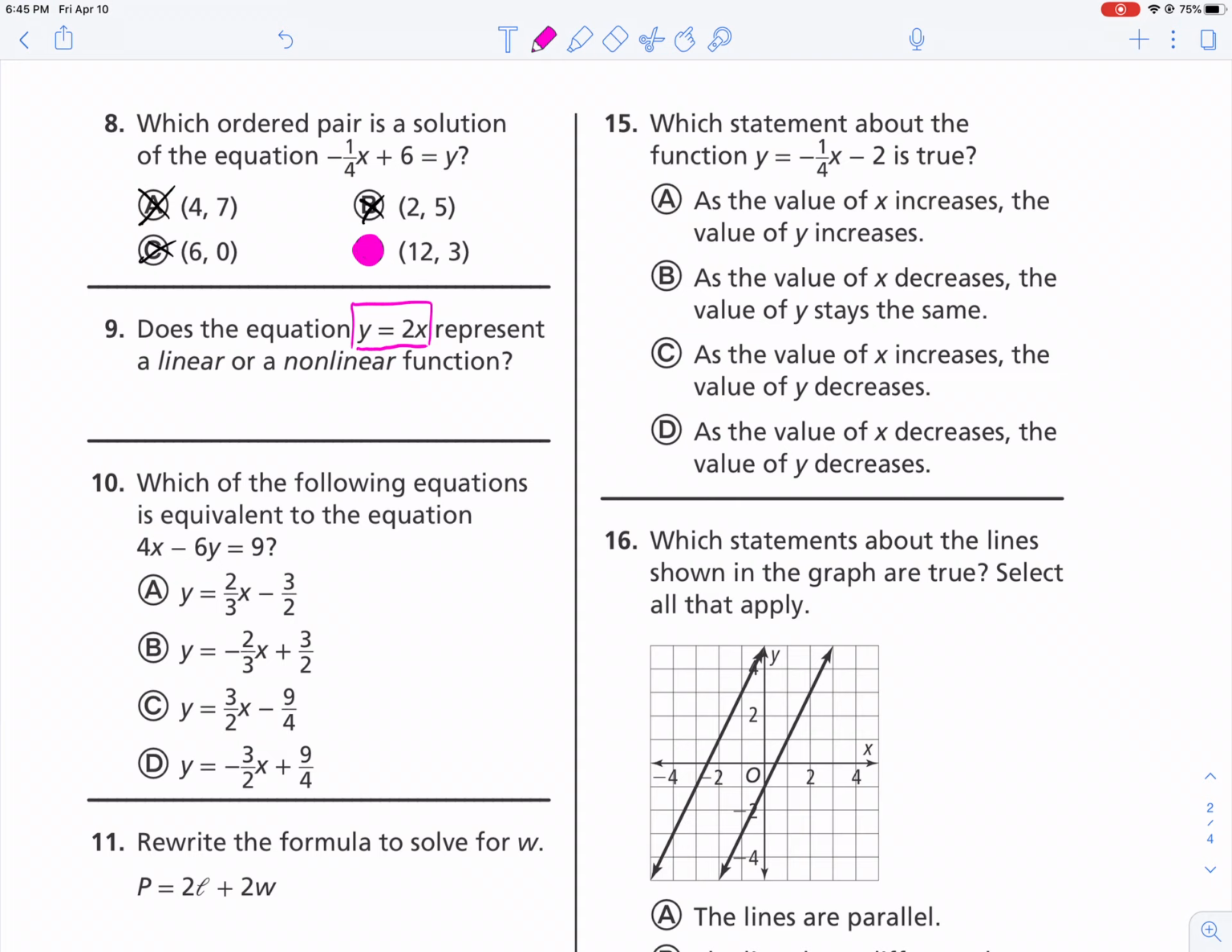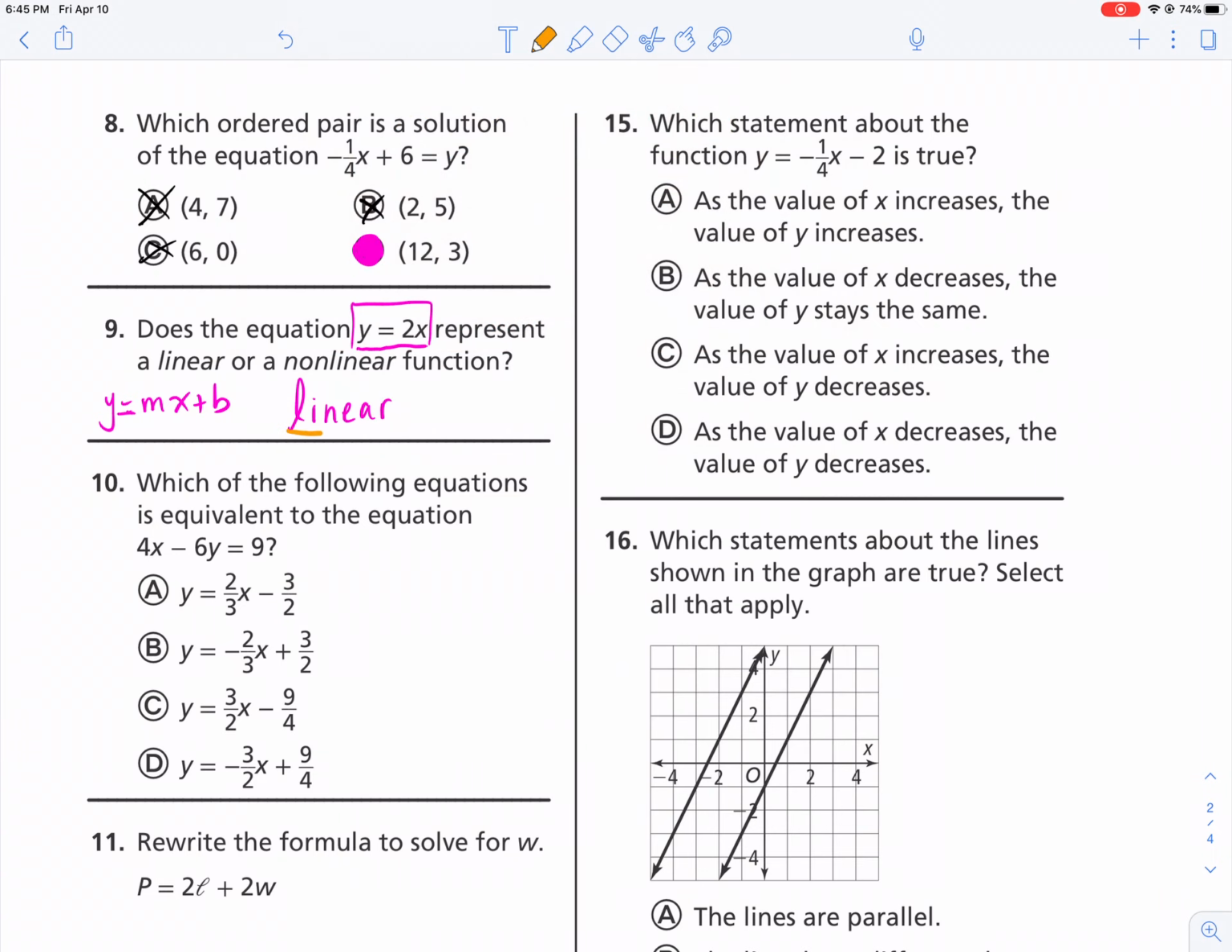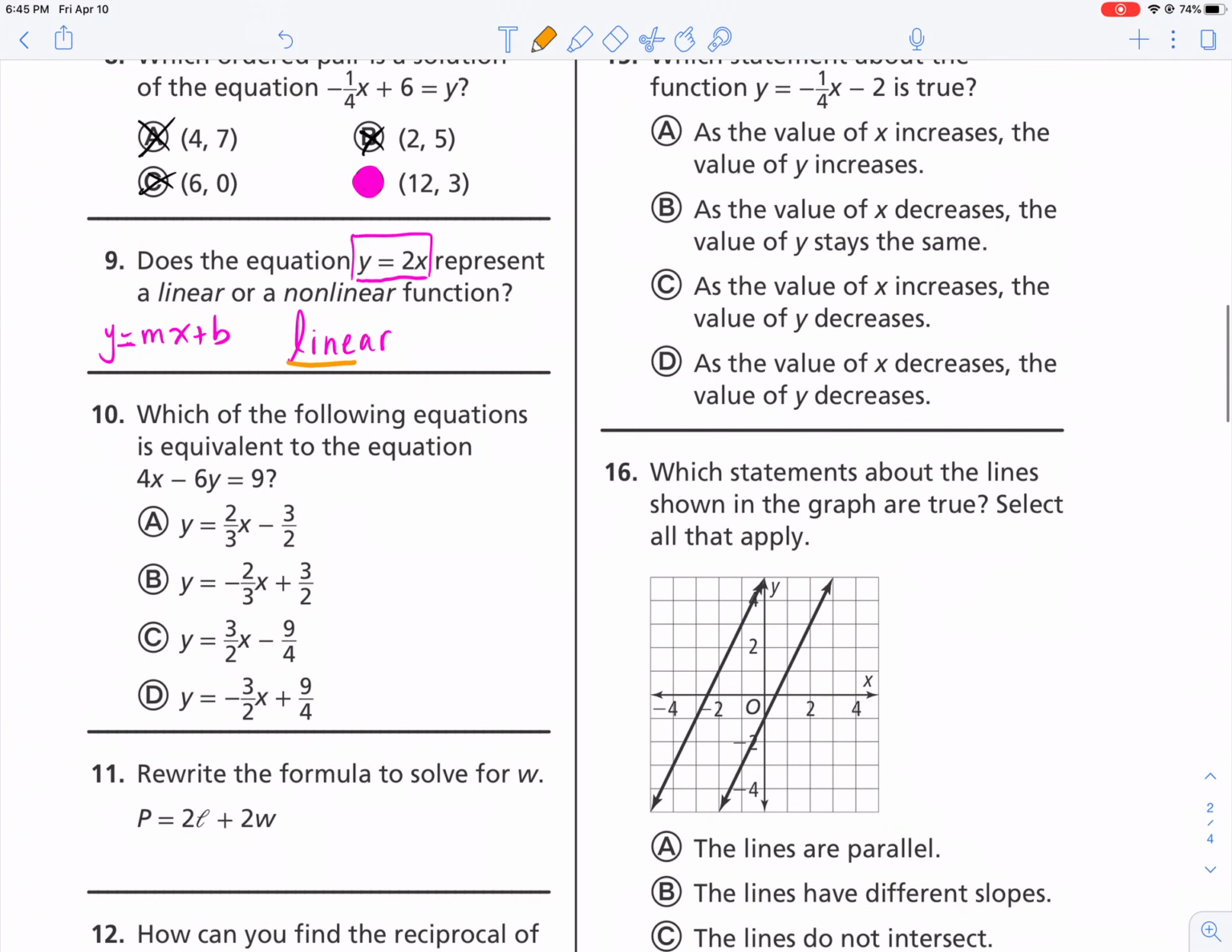Does it make a line? Does it make a U? Does it make a V? Is it just points? That's what this question is asking. Is it a linear or a nonlinear function? And in this case, because it's in our form y equals mx plus b, just with our b being 0, it is still going to be a linear function. And think of that word right here, line is part of it. Okay, that's all we got to do for number 9.